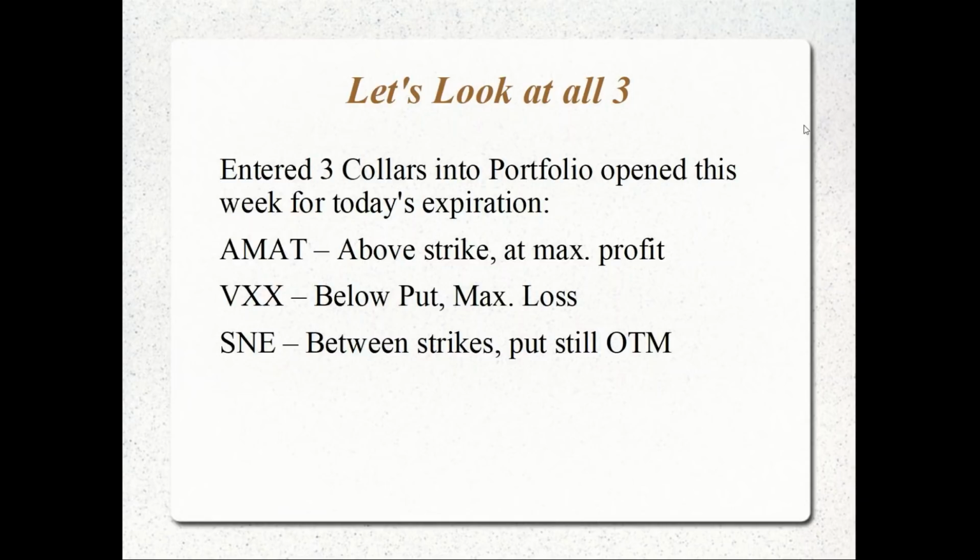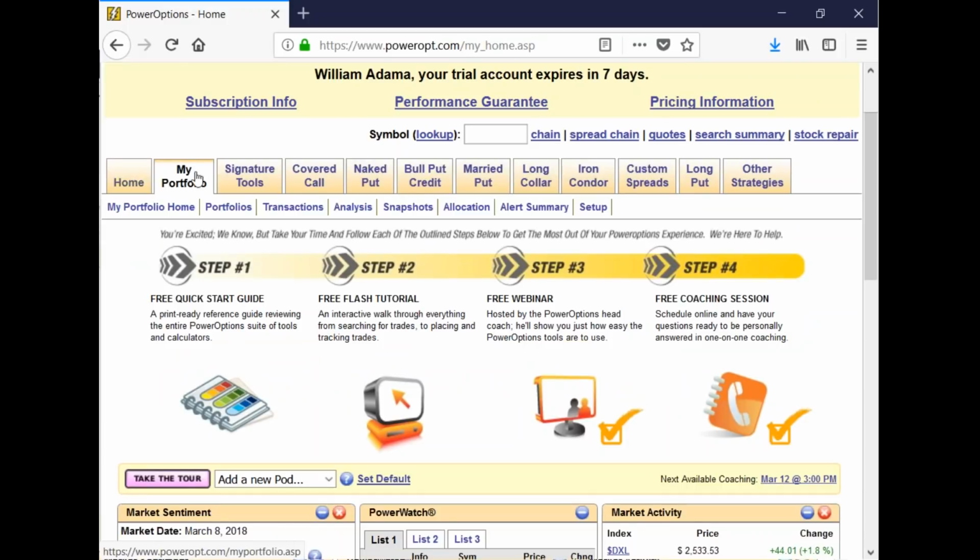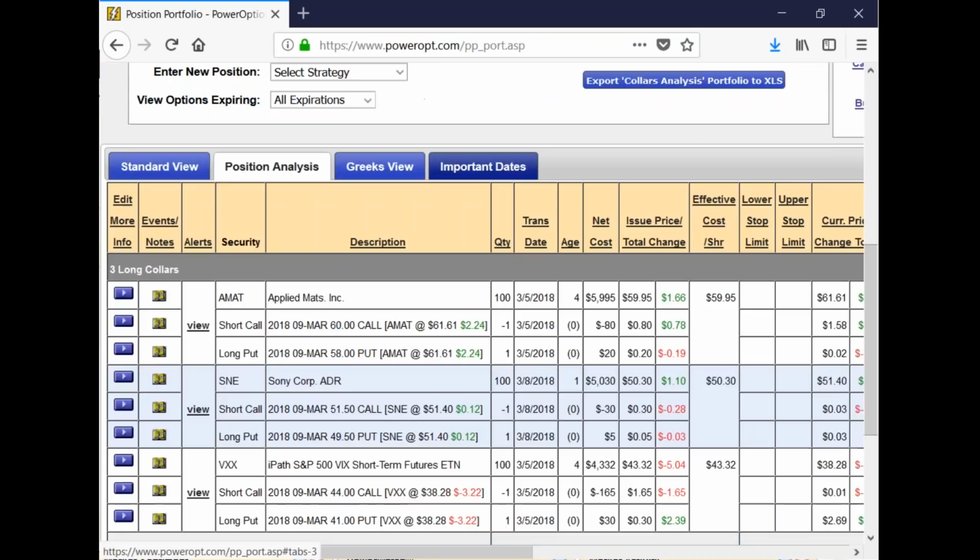Am I looking at the right screen? No, I'm not. Hold on, folks. This is going to be much better. Now we're looking at the right screen. I'm on the PowerOptions tools here on our webinar account. I'll go right to my portfolio, and then we're going to click on portfolios to see our 3 collar positions.